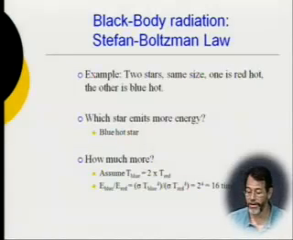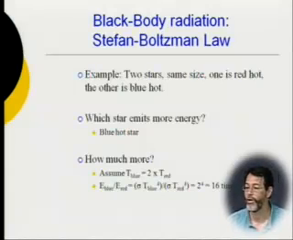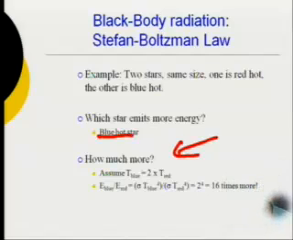So here's an example. Let's say you have two stars and they're the same size. One is red hot and the other is blue hot. Which star emits more energy? And the answer to that is the blue hot star. And now we come into actual numbers. Well, really? Okay, well, how much more? Let's assume that the temperature of the blue hot one is twice the temperature of the red hot one.